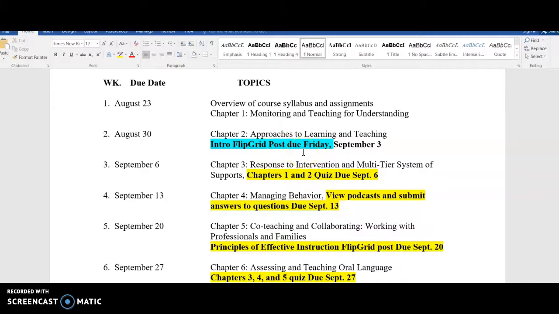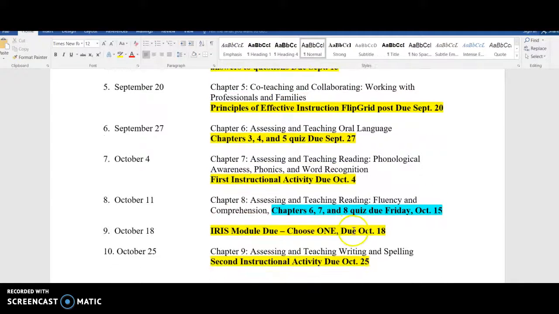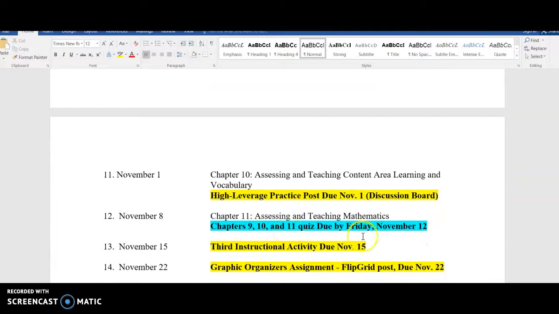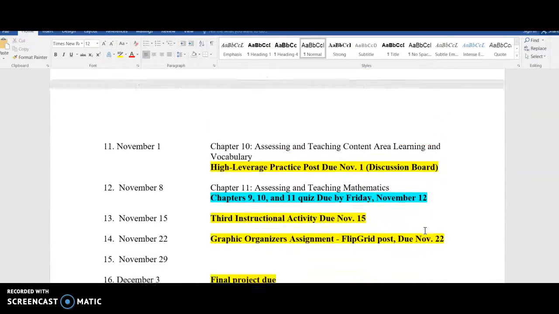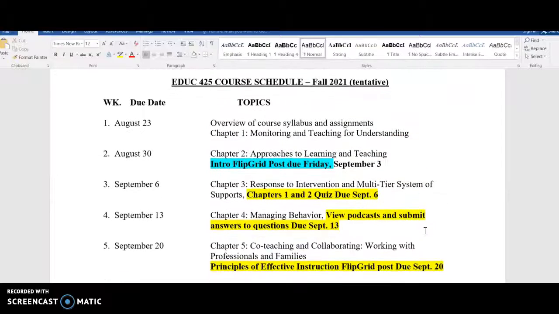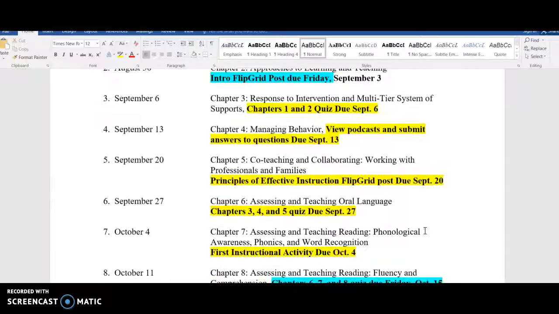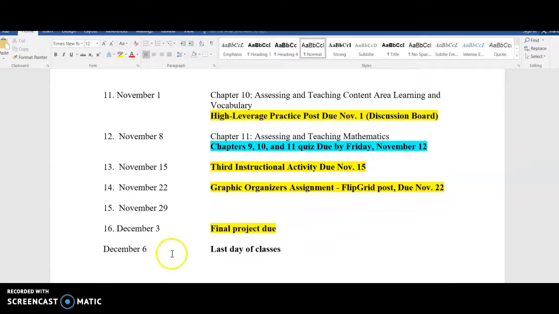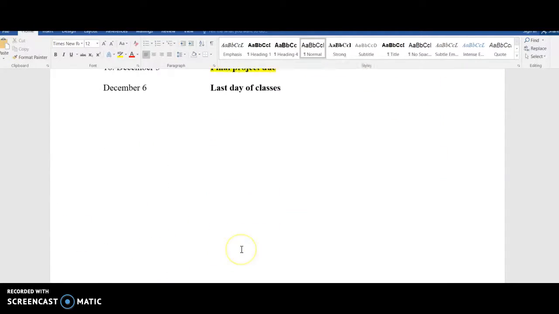Your first Flipgrid post is due Friday, September 3rd. The chapter 6, 7, and 8 quiz is due Friday, October 15th. And the chapters 9, 10, and 11 quiz is due Friday, November 12th. Everything else is due on Monday, not Friday. The final project is due December 3rd, and the last day of classes is December 6th.